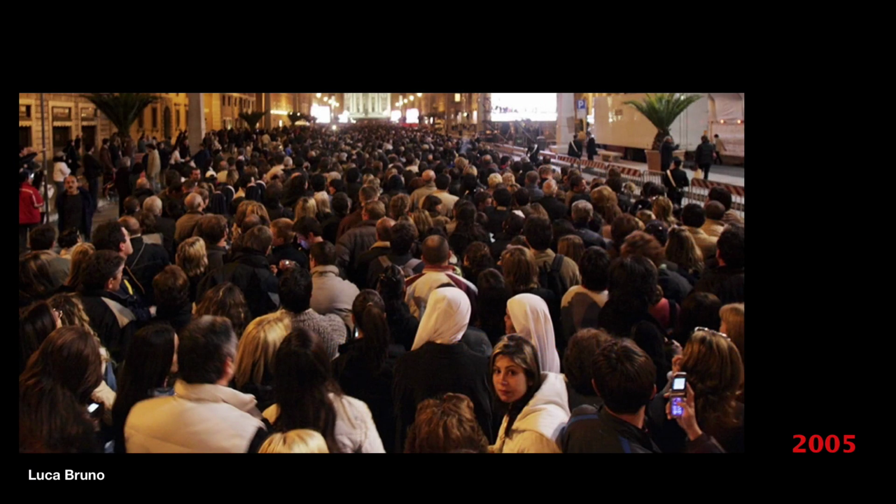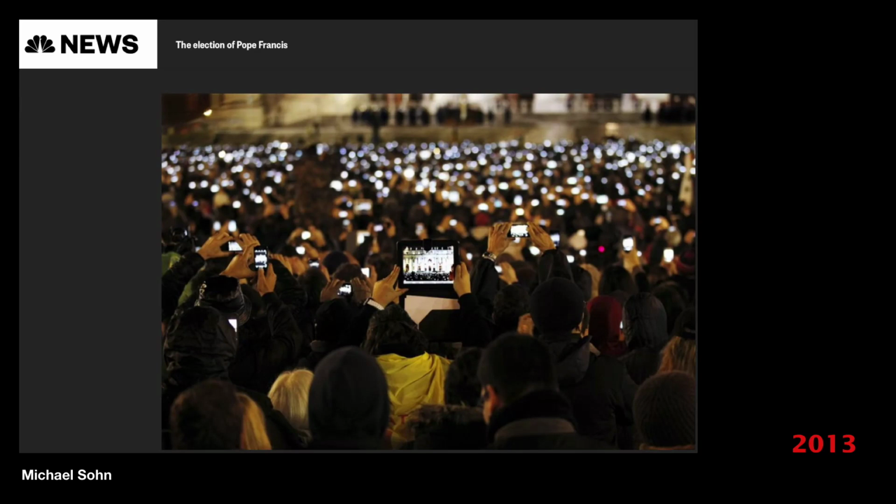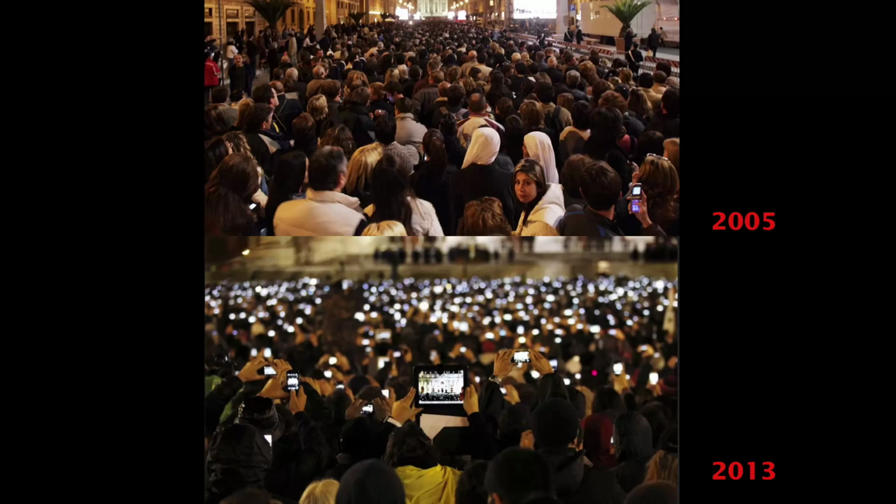Here is an image by Luca Bruno. It's made in 2005 and it is the inauguration of the Pope. And we can see people witnessing the event, and there are only one or two telephones that are used to make pictures. Here is another image by Michael Sohn, 2013, and the image is totally different. I think some of you may have seen these two images closely together on the internet. They are quite popular.